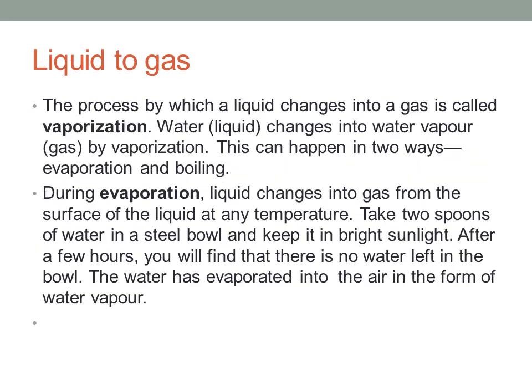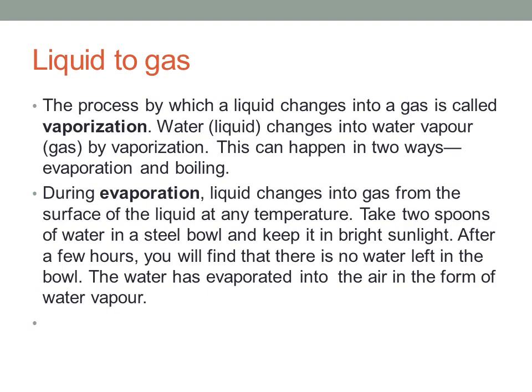So next process, how is the liquid converted into gases? The process by which the liquid changes into gas is called vaporization. For example, take water and now boil the water. What will happen? Slowly you can see the water starting to evaporate, becoming water vapor. It is called vaporization.